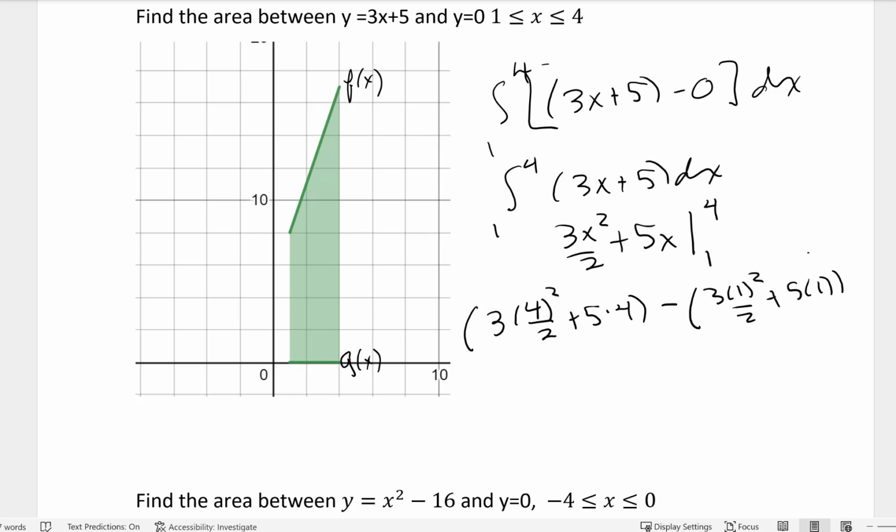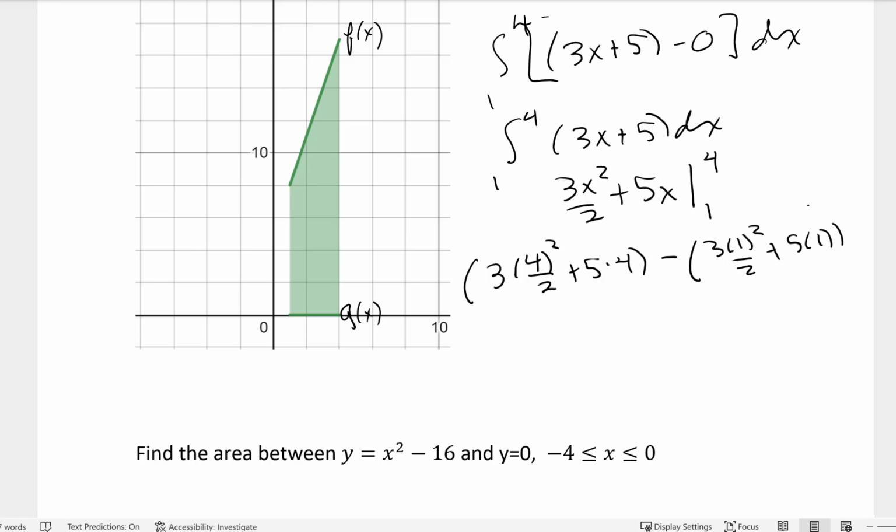Up to you what you do at this step. You could put the whole thing in the calculator all at once, or maybe you like to do a little step in between. So I'll show that little step in between. I put in my calculator 3 times 4 squared over 2 plus 5 times 4, that gave me 44. And then 3 times 1 squared over 2 plus 5 times 1 is 6.5, which gives me a difference of 37.5. So this area right here in green is 37.5.